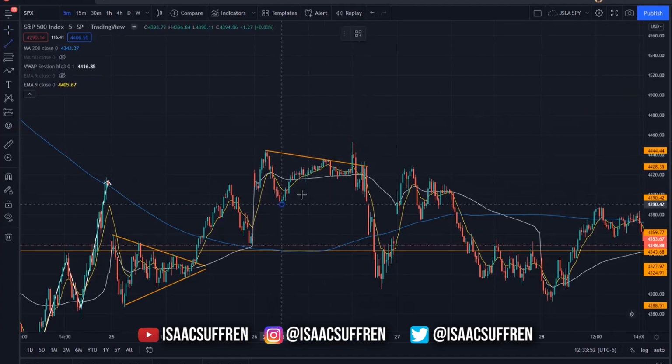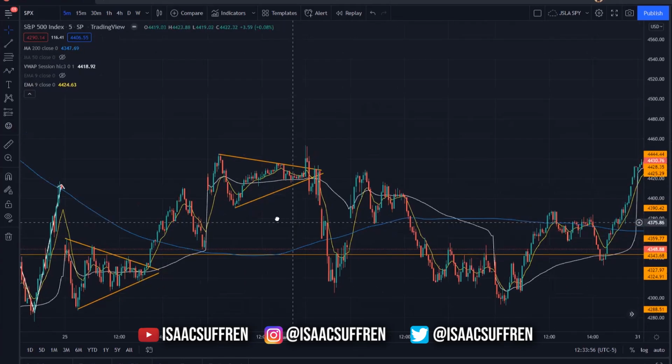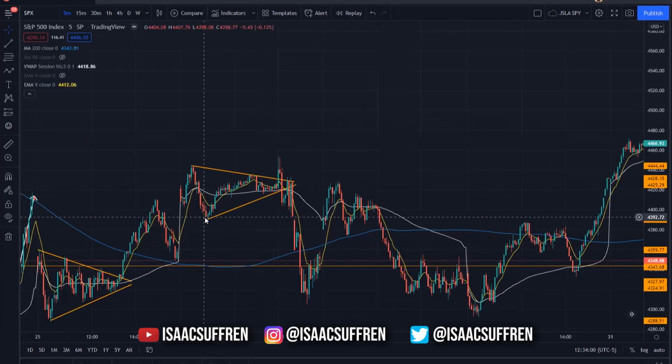Let's see what we have. Okay. Looks like we have a really ugly symmetrical here. This is another symmetrical triangle, a little longer, but it looks like we did get a symmetrical triangle for sure. And then just a little sporadic right here, fake breakouts on either side, which is why we wait on some consolidation and then a move up, or consolidation and then a move down. And obviously we got a break and retest right here.